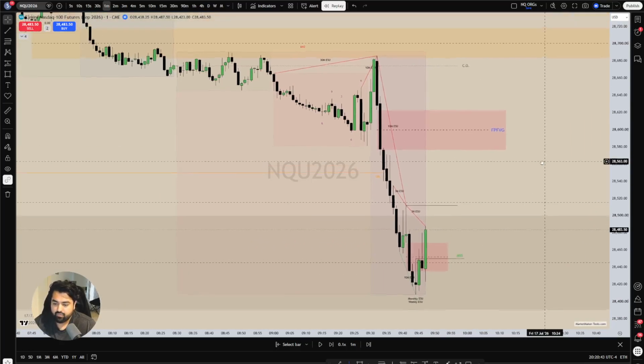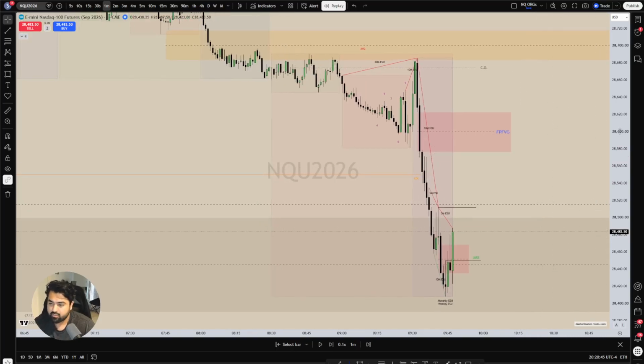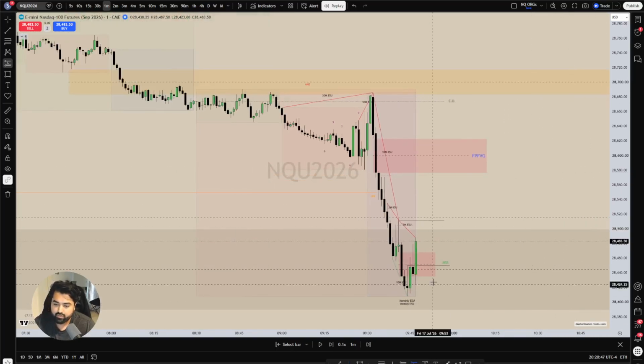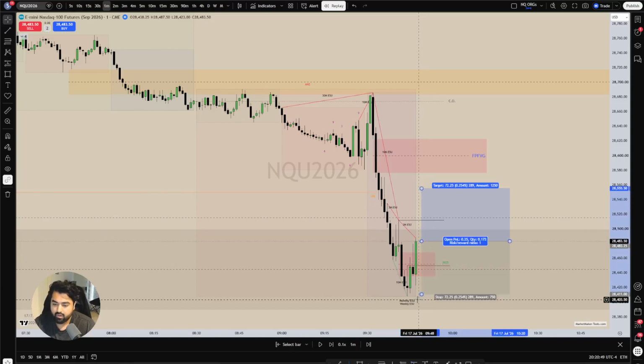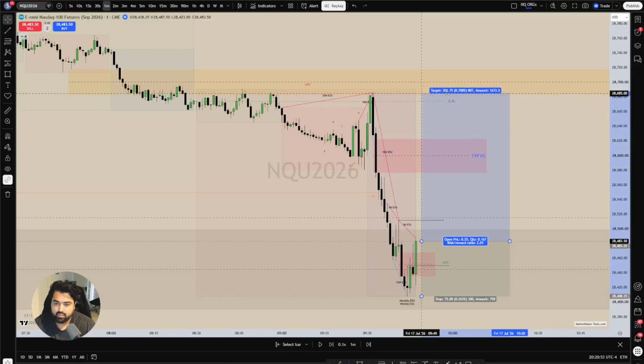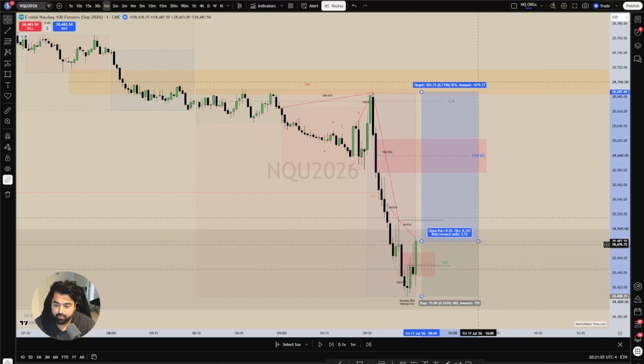We closed above, and if you want to see an inversion fair value gap, you could have entered right about here, right? Putting your stop below here and then targeting these equal highs. Easy target. That's it. 200 points. That's like $4,000 on a one micro, on a one mini.